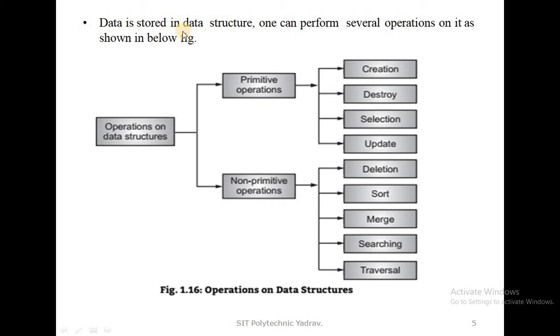Data is stored in a data structure. One can perform several operations on it, as shown in the figure below. The figure shows operations on data structures. There are two main parts: primitive operations and non-primitive operations. Primitive means the basic operations on that data structure, and non-primitive means operations that affect or change the data structure.